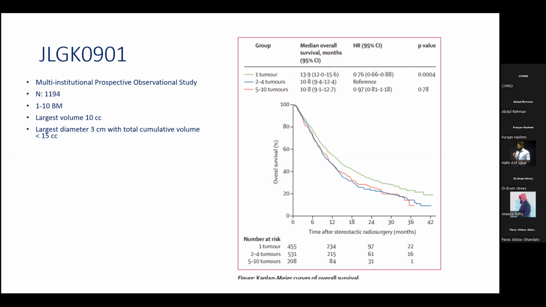They took all patients having more than one lesion and divided them into 2 to 4 and 5 to 10 lesions, and they found no difference between them. Whether dealing with 2 to 4 lesions or 5 to 10 lesions, there was no difference in overall survival. So although this is a prospective observational study, we can safely say that whether the patient has 2 to 4 lesions, which is limited, or 5 to 10 lesions, the survival remains the same.